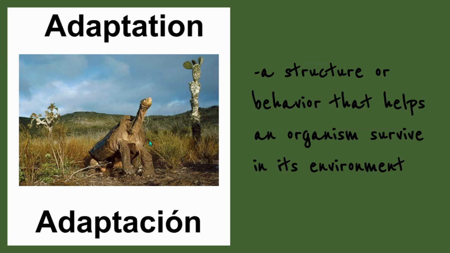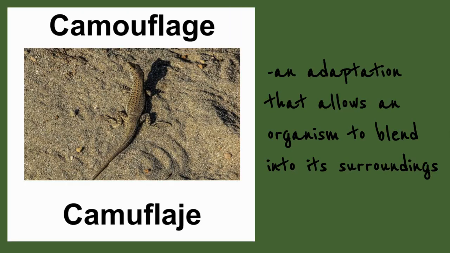For example, a behavior that this reptile has is that it burrows in the ground to live, which helps it escape from the hot desert sun and keeps it safe from predators. This next word is camouflage. Camouflage is an adaptation that allows an organism to blend into its surroundings.